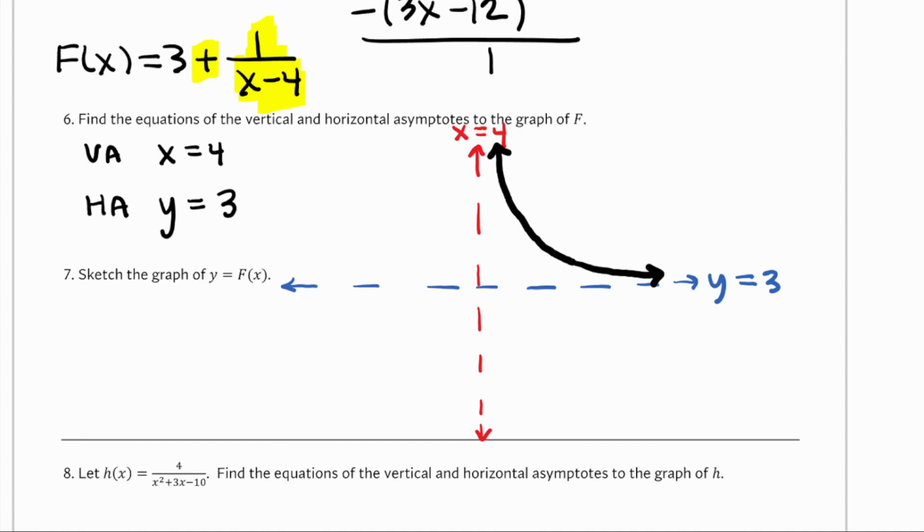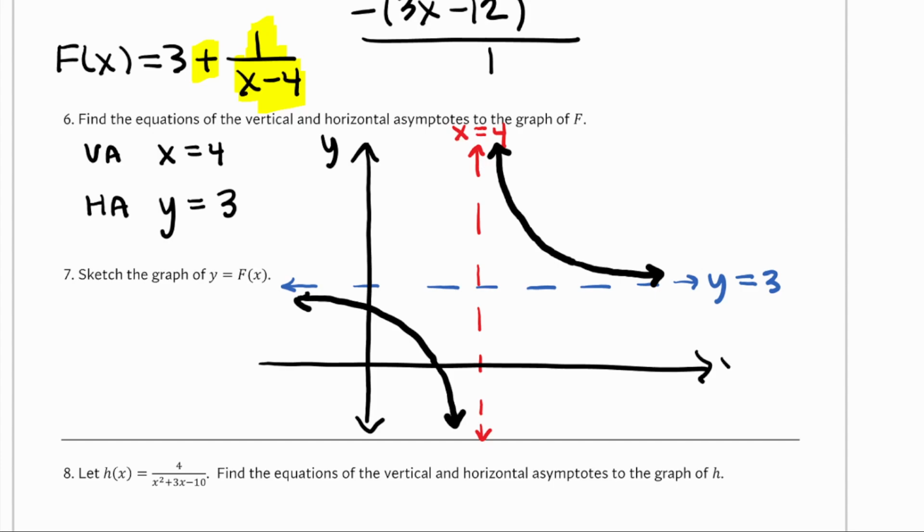No. Try that again. It's much better. And I can go in and say, all right, the y-axis side will be to the left of x equals 4. The x-axis side will be below y equals 3. And yeah, I feel good about that. That was a good sketch.